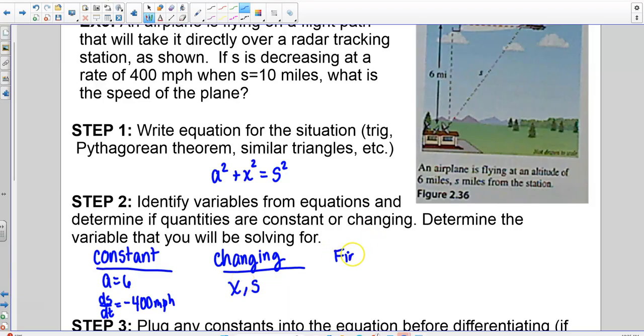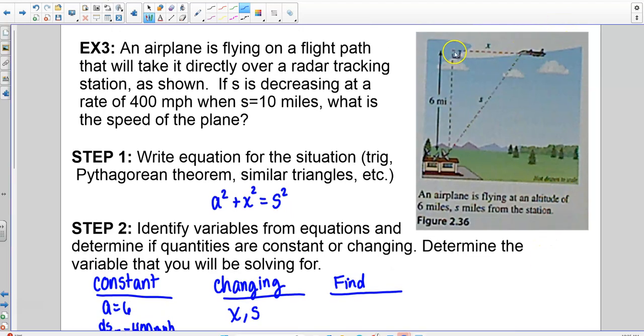We need to think about what we're trying to find. Okay? It says, what is the speed of the plane? So the plane is moving this direction. What is the speed of the plane as far as our equation goes here? A speed is like a rate of change, right? So it's got to be either dA dt, dx dt, or ds dt. Which one is it going to be? It is dx dt because it is the rate at which this side right here is changing. That's the path the plane is moving along, right? So that is the speed of the plane.